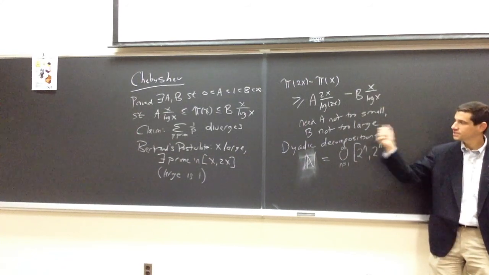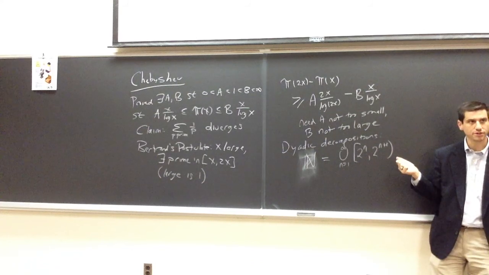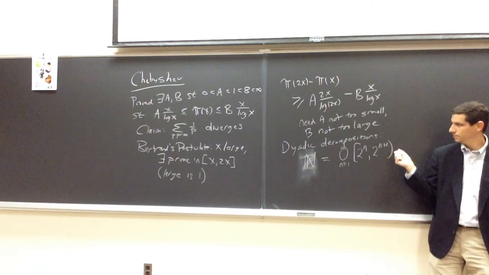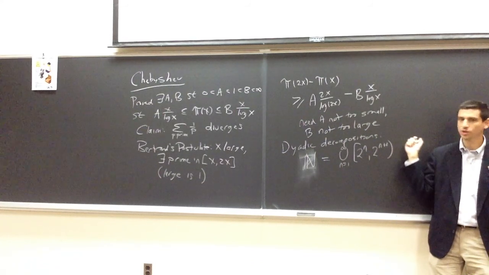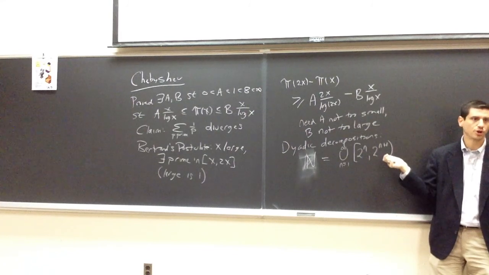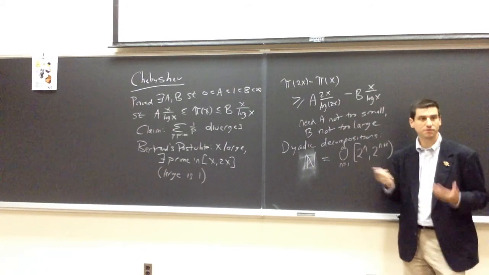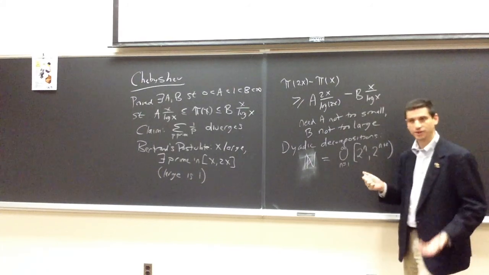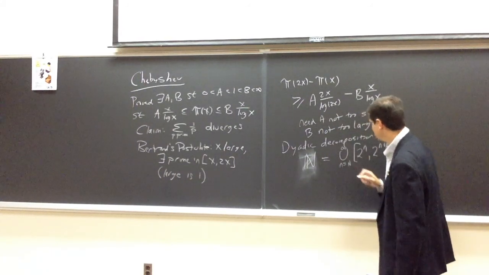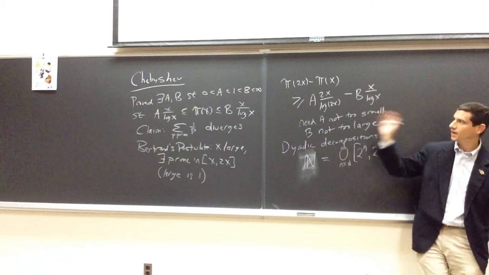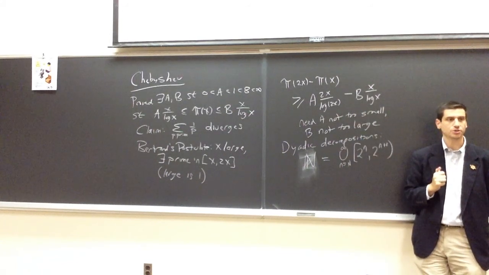And if I want to show the sum of the reciprocals of the primes diverges, do I need to look at all of the integers, or can I start at some point onward? I can start at some point onward. A couple of finite values of integers is not going to affect the convergence or divergence. So I could start at some big N, so far that Chebyshev's inequality is holding.